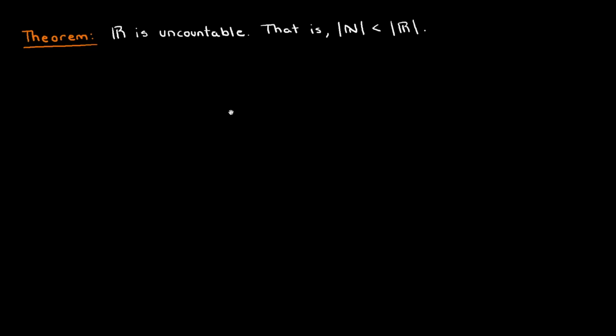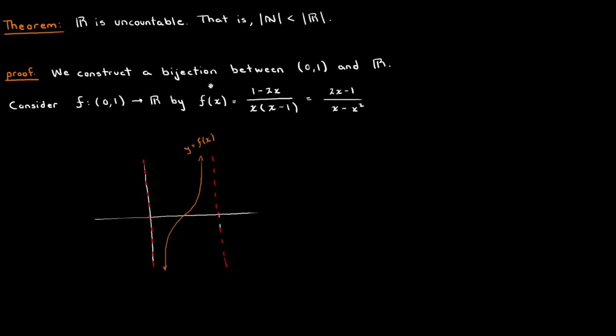Now that we have shown that the open interval from 0 to 1 is uncountable, let's show that the set of real numbers is uncountable. That is, the entire open interval from minus infinity to infinity, the entire real number line, is uncountable. The way we will do this is by constructing a bijection, or a one-to-one correspondence, between the open interval from 0 to 1 and the set of real numbers, because we know that the open interval from 0 to 1 is an uncountable set. So if we can show that the open interval from 0 to 1 has the same cardinality as the entire real number line, then we can conclude that the set of real numbers is uncountable.